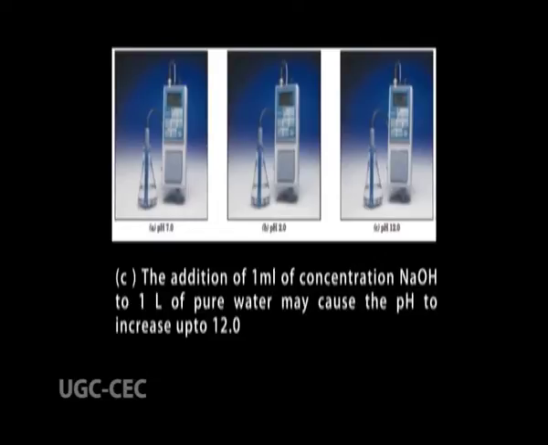increase up to 12.0. When HCl or NaOH is added to a phosphate buffer, the results are quite different. Suppose we add 1 ml of concentrated HCl to 1 liter of 0.1 molar phosphate buffer solution of pH 7.2; the pH decreases to only 7.12. If we add 1 ml of concentrated NaOH, the pH increases only to 7.30.